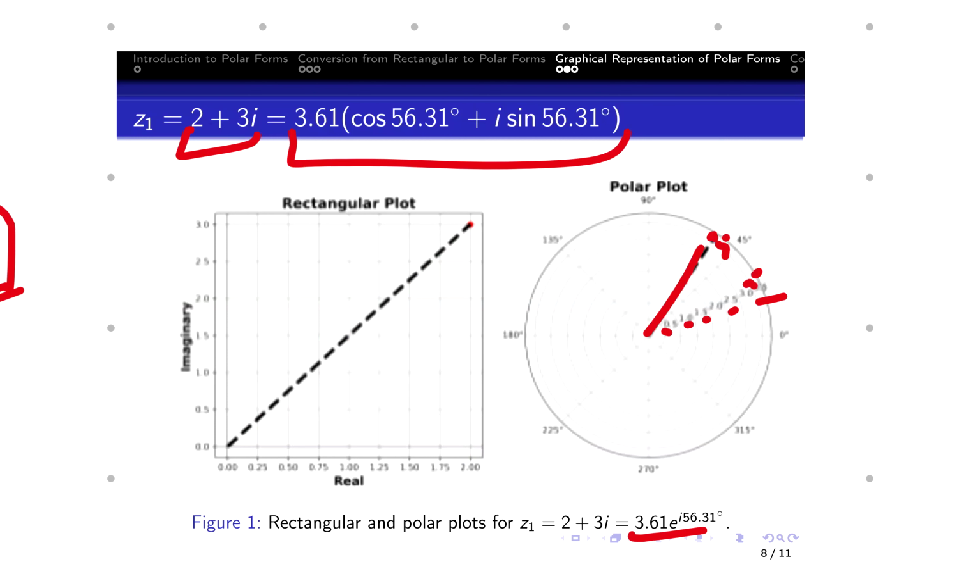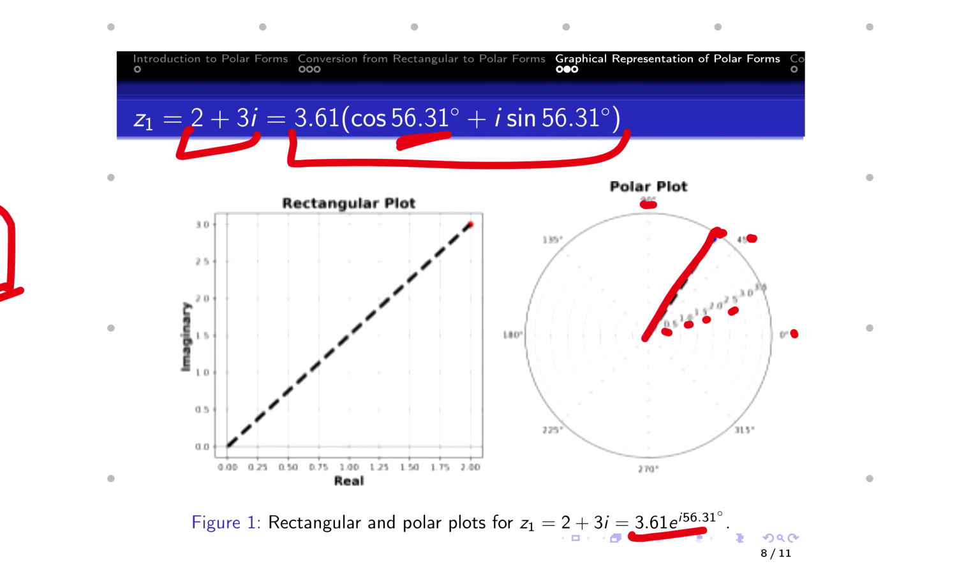And then if you look at the angles, this is 0 degrees, like I showed you before. This is something like 45 degrees. This is 90. So it means this angle, 56.31 degrees, is somewhere around here. That's how you draw the polar plot.